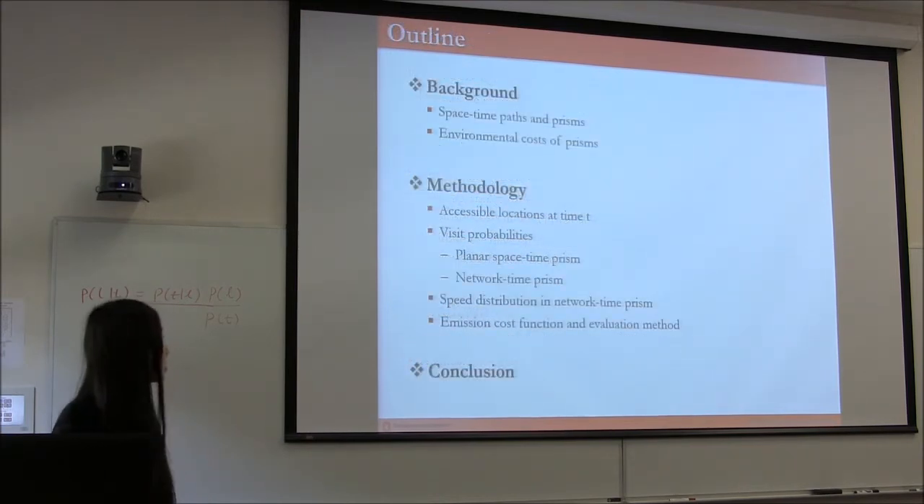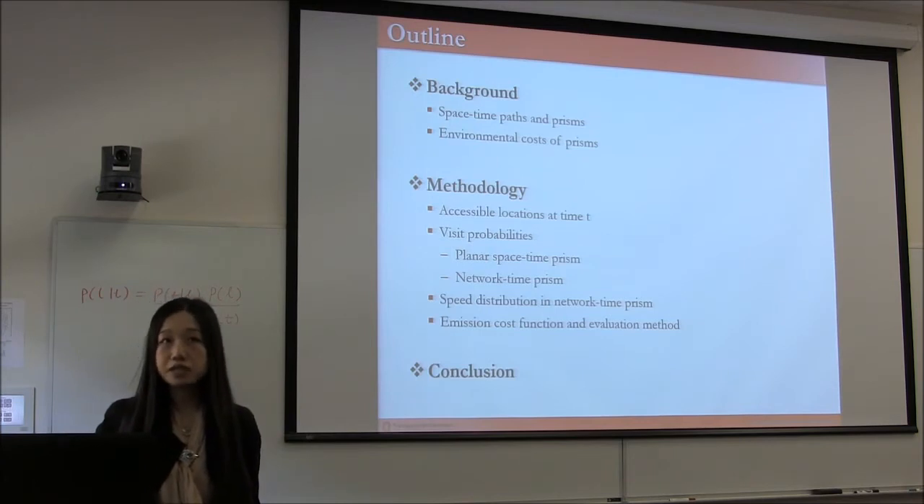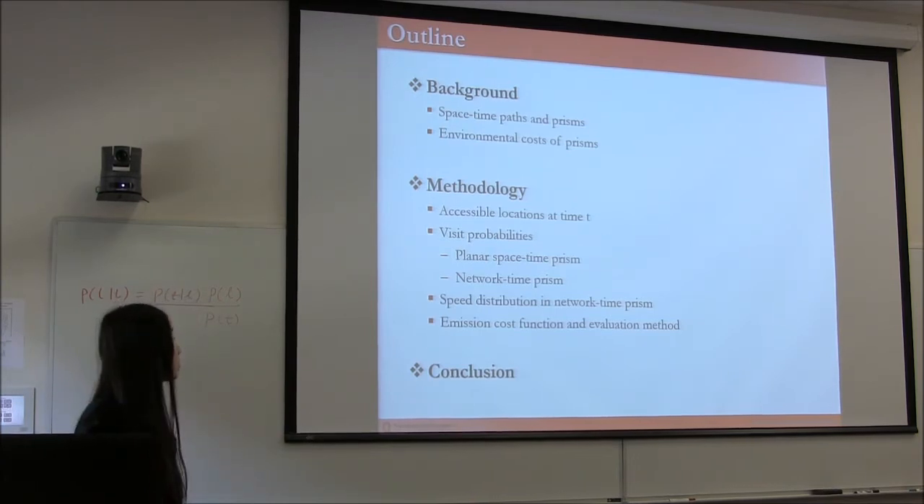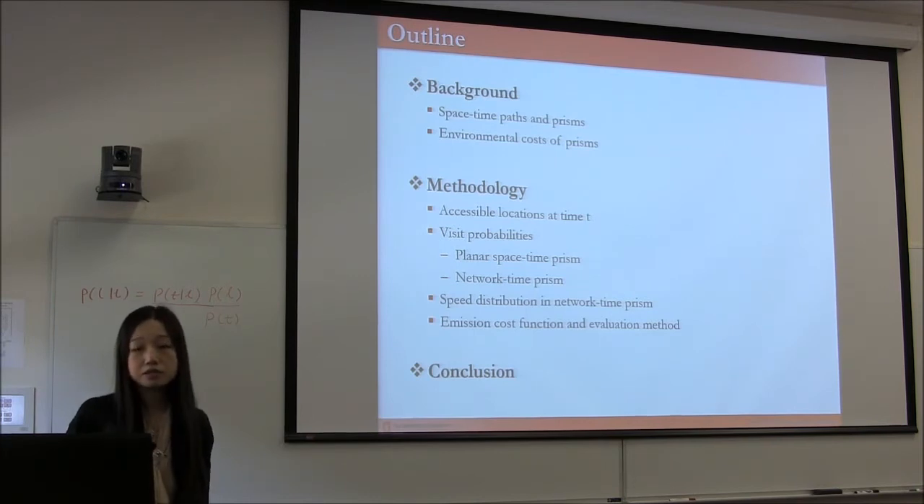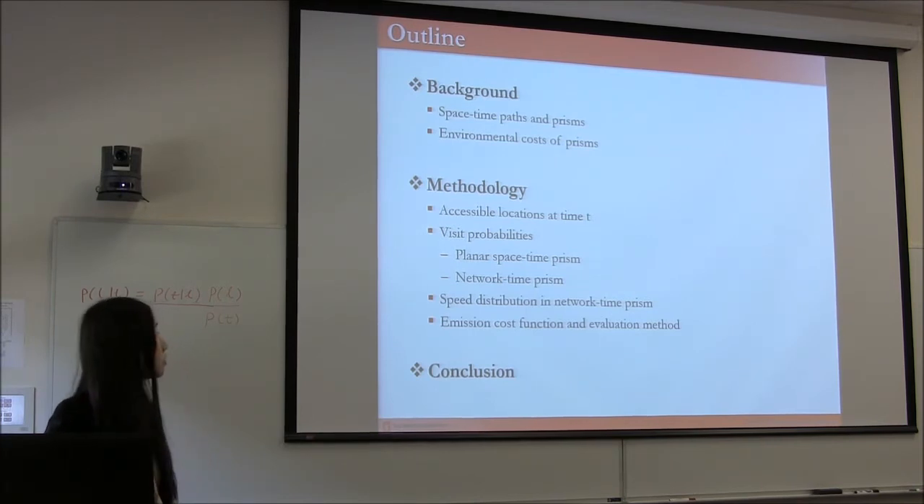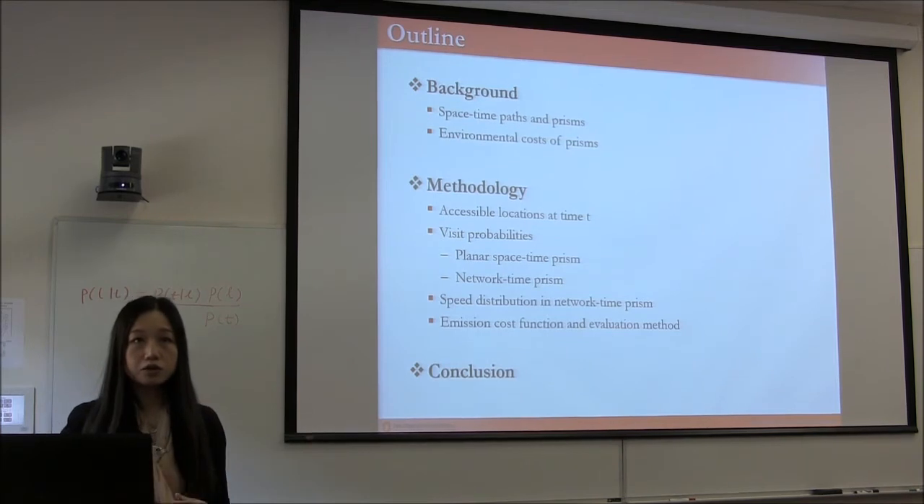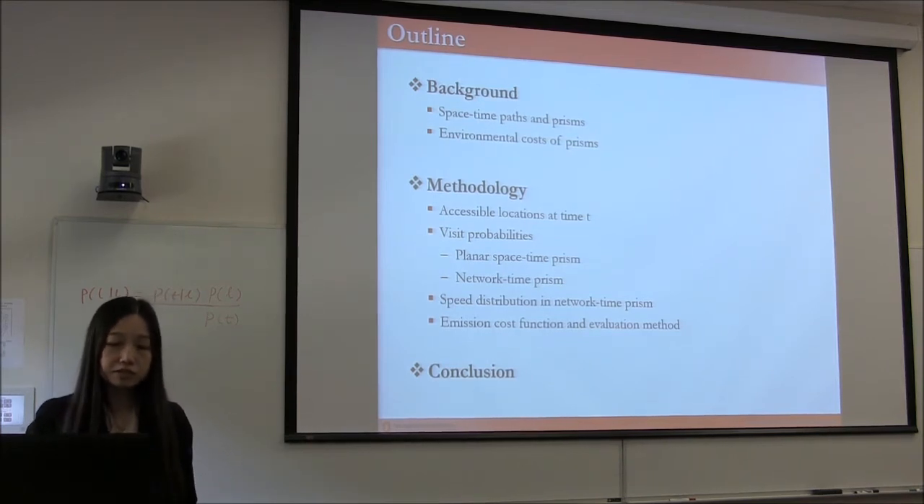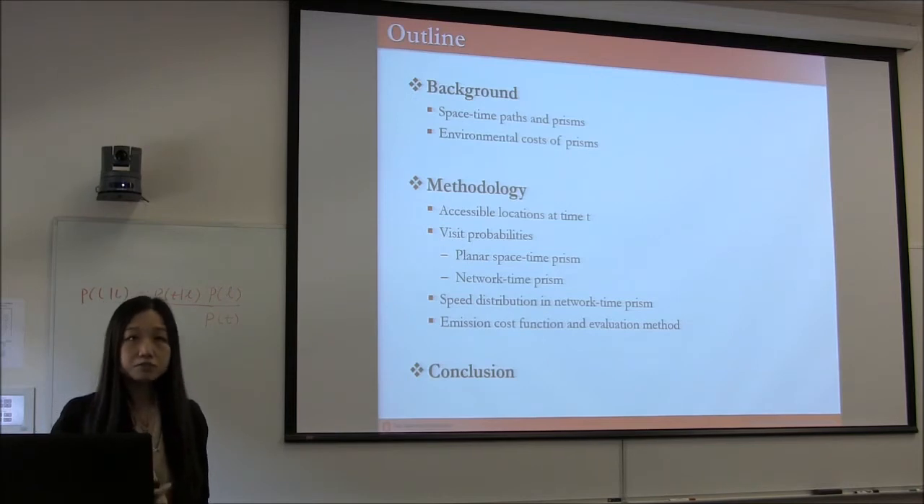The rest of the talk will be organized here. A brief introduction to what is the space-time prism, what is the space-time path, and what is the environmental cost of the prism we're talking about. Then we're going to introduce how we're going to define the accessible locations at time t within the prism. What is the visit probability?